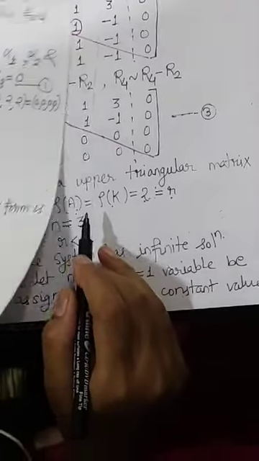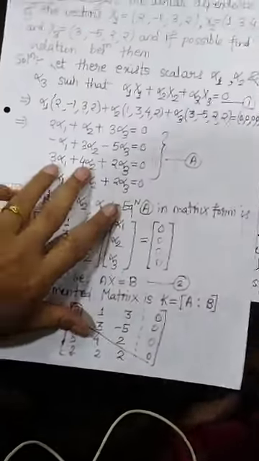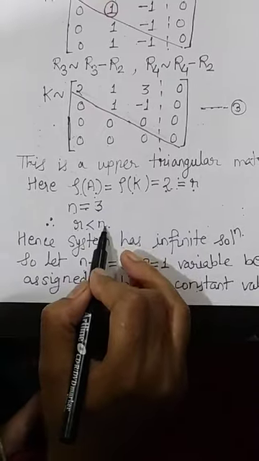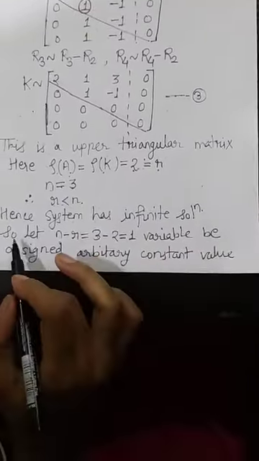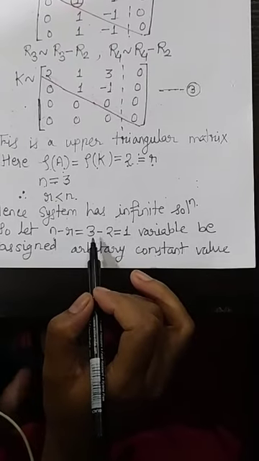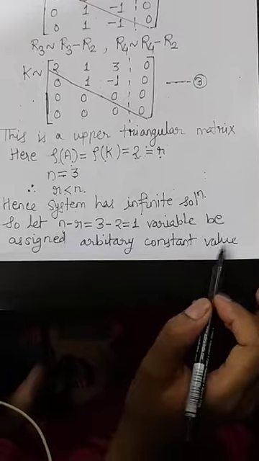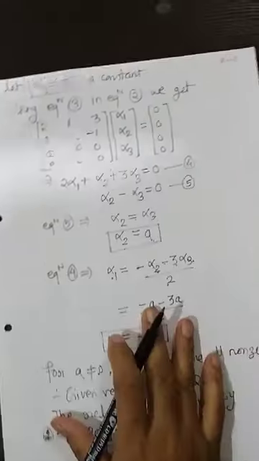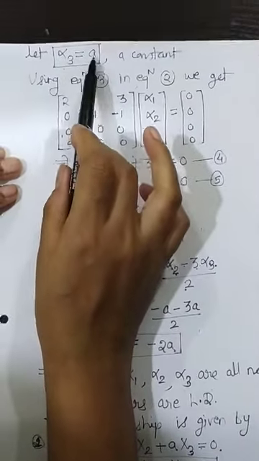Now the number of variables here are alpha 1, alpha 2, alpha 3, which is 3 in number, hence n is equal to 3. Therefore r is less than n. Hence the system has infinite solutions. So n minus r, that is one variable, must be assigned an arbitrary constant value. As per our usual process, we assign the arbitrary constant value to the last variable. So let alpha 3 equal to a.